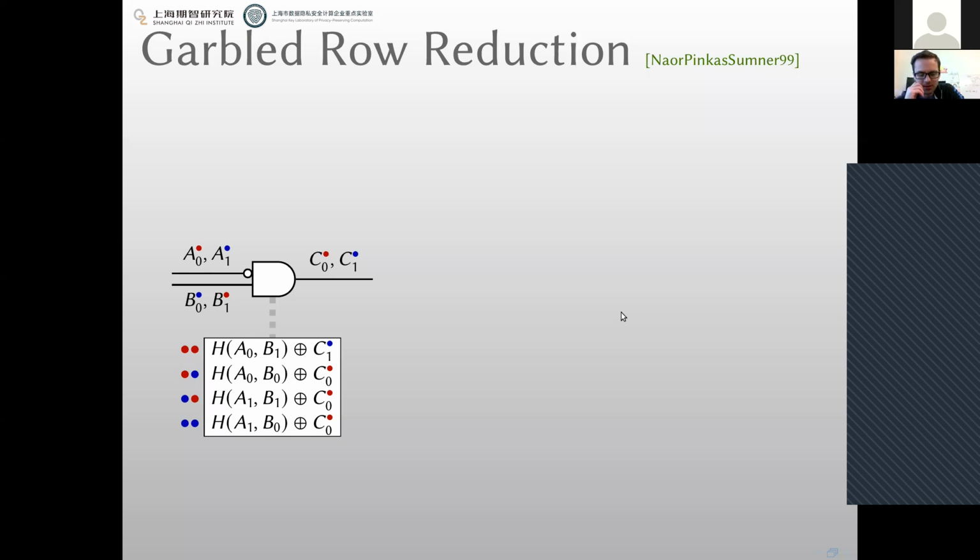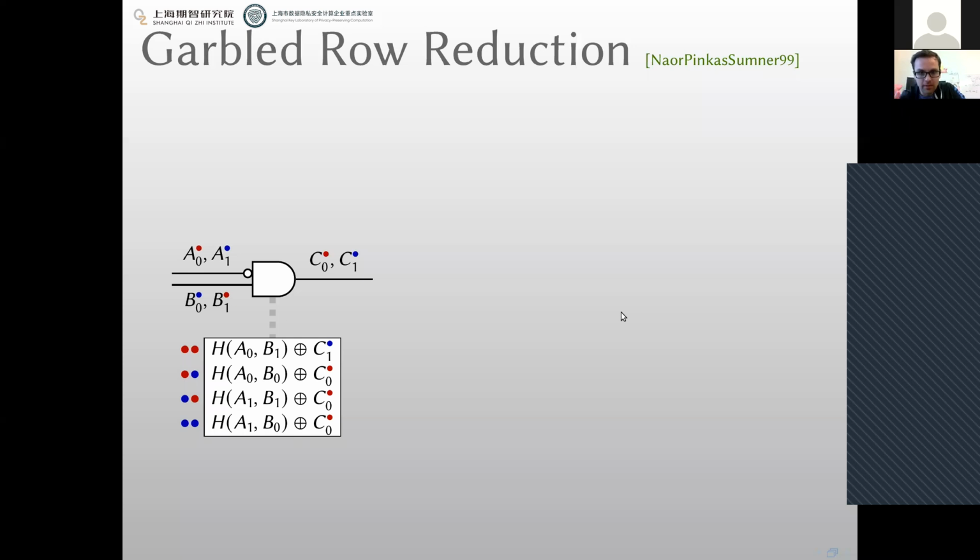Trick. If you think about these garbled gates, you're encrypting a truth table, and the truth table has 4 entries because there's 4 possible input combinations to a Boolean gate. So it makes sense to me that when you encrypt the truth table, you have 4 entries, 4 ciphertexts, 1 for each row of the truth table.